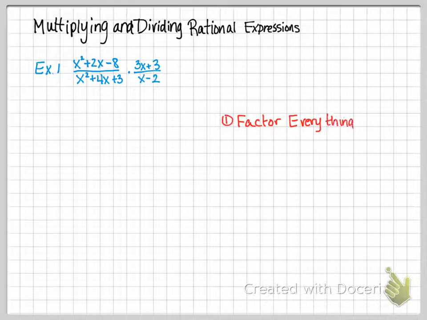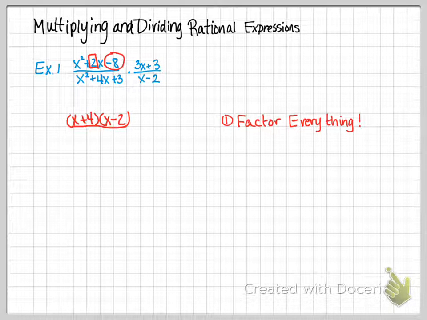Our first step will be to factor everything that we can. So let's start with the numerator of the first fraction. Set up the two parentheses. I'm looking for numbers that multiply to negative 8 but add up to positive 2. Fill in my x's with plus 4 and negative 2.